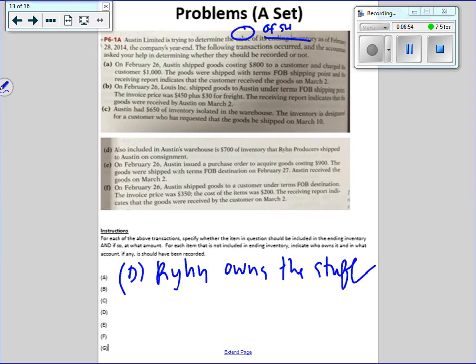Okay. It would show up in Ryan's inventory as $700, but it's not on Austin's inventory. Let's go with E.